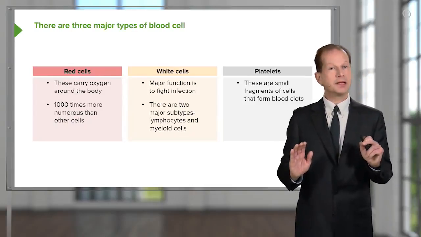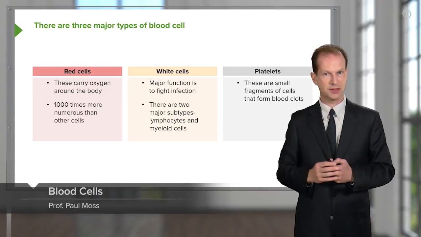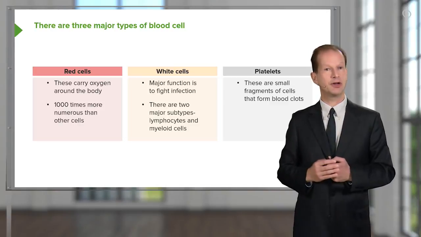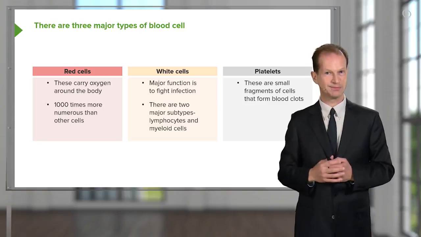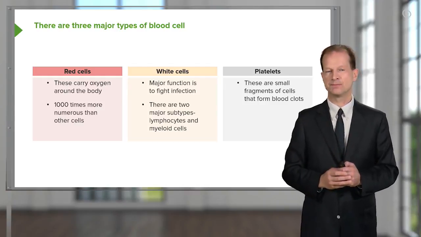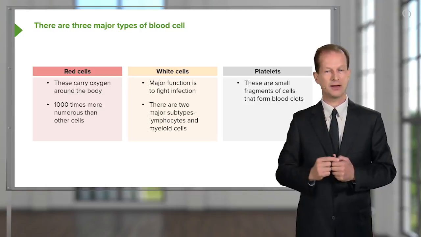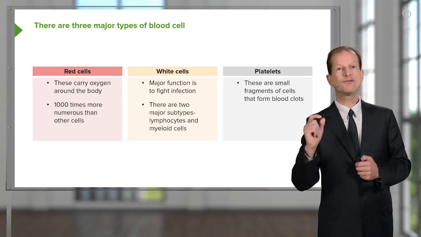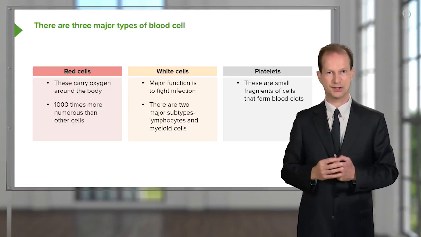Now, blood is a complex mixture of cells, but there are three major types that I want to focus on at this stage. Red cells. Their primary role is to carry oxygen around the body, and they're 1,000 times more numerous than other cells. White cells. Their major function is to fight infection. There are two major subtypes, lymphocytes and myeloid cells. And thirdly, platelets. These are small fragments of a megakaryocyte cell, and they form blood clots.